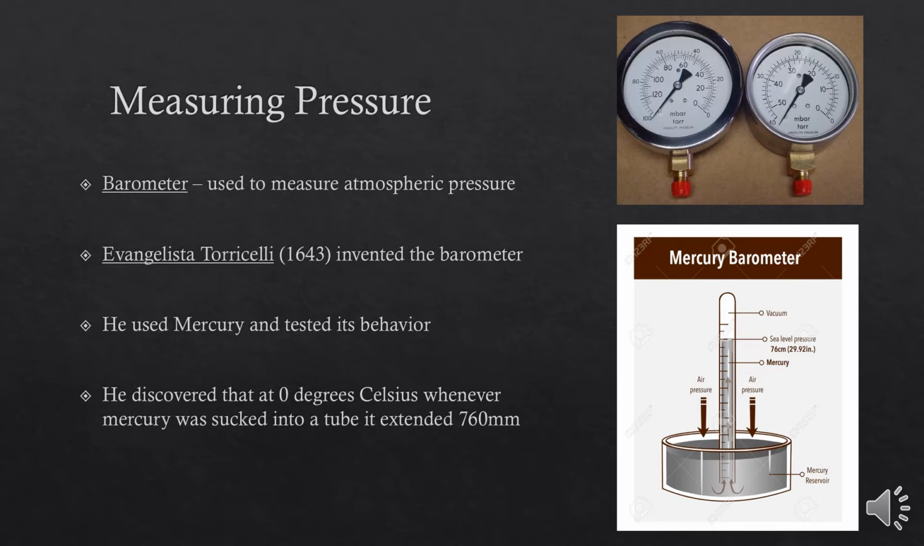So he expected, when he inverted a test tube like over on the right there with the mercury barometer, it to go up 1/14th the amount that water would. Water would go 14 times higher. He discovered that at 0 degrees Celsius, whenever mercury was sucked into a tube, it extended to exactly 76.0 centimeters or 760 millimeters.